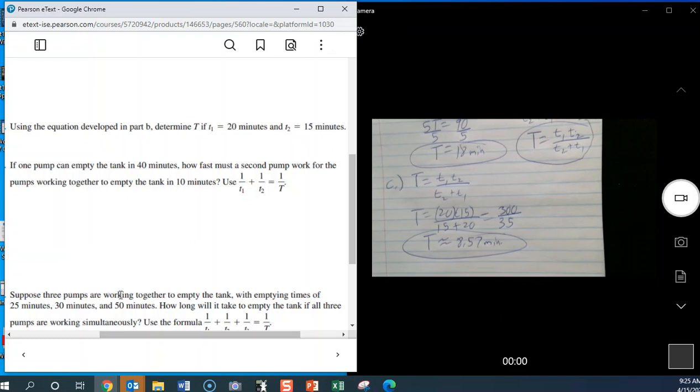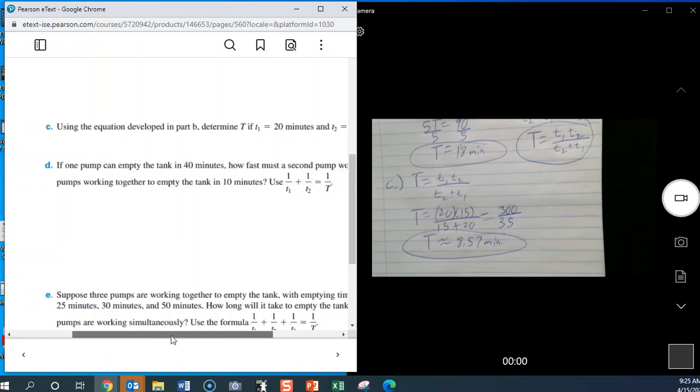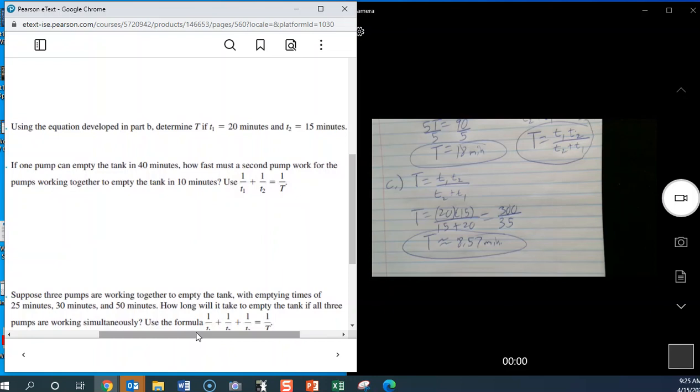Okay, now we go here to D. It says, if one pump can empty the tank in 40 minutes, how fast must a second pump work for the pumps working together to empty the tank in 10 minutes? And they want us to use the original formula.